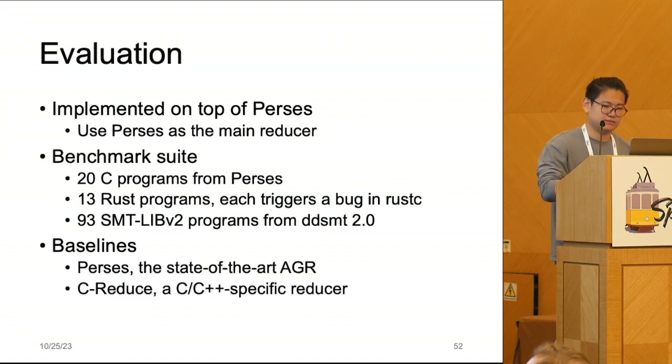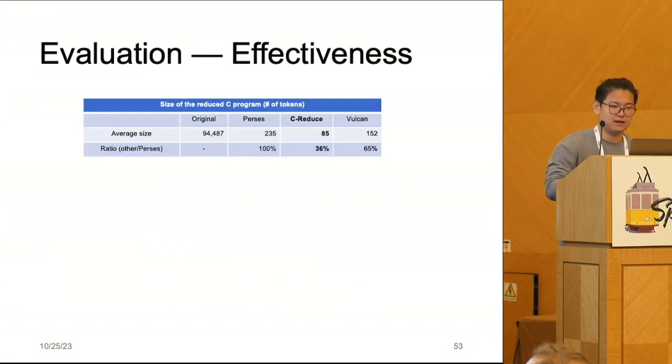And we choose Perses as our main baseline since it was the state-of-the-art language-agnostic reducer. And we also use C-reduce as our baseline in some experiments. First, we use these 3 tools to reduce the 20 C programs. And the statistical results are shown in this table.